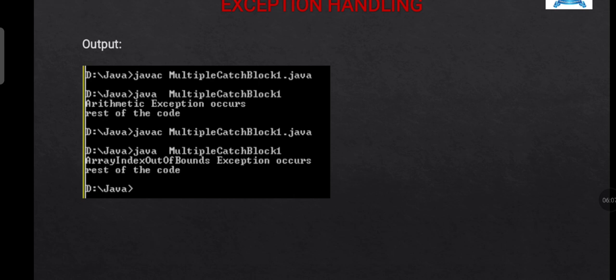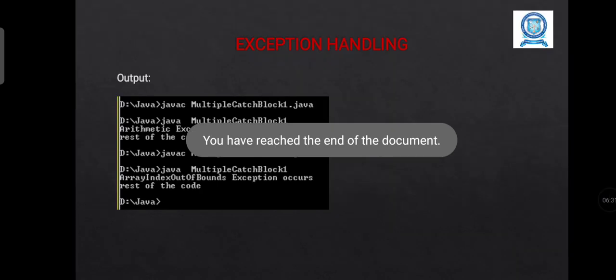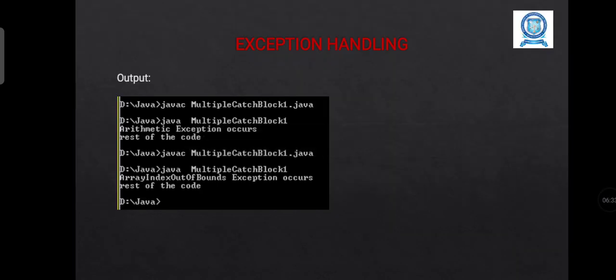Here, when we execute the program the first time, an arithmetic exception occurs. So the corresponding catch block is executed, the statement is printed, and the finally block is printed. During the second execution, an array index out of bound exception occurs, the catch block statement is printed, and the finally block statement, rest of the code, is printed. So in this way, Java has the facility to handle exceptions. Thank you.